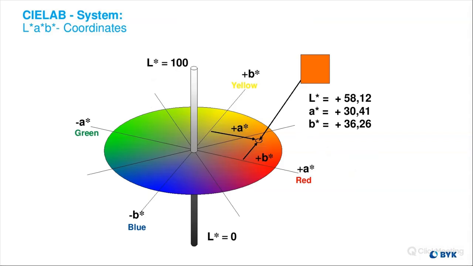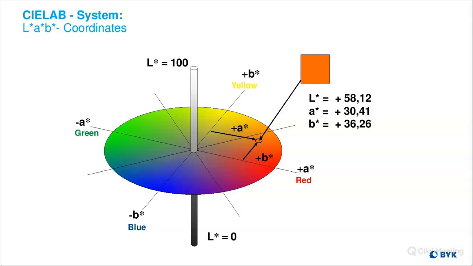All right. So here's an example of how you would figure that out. When we look at this example here, we see an L value of positive 58.12, an A value of positive 30.41, and a B value of positive 36.26. And when we put that on this graph here, we see, let's say our L value is around 50, so we start here at the gray.